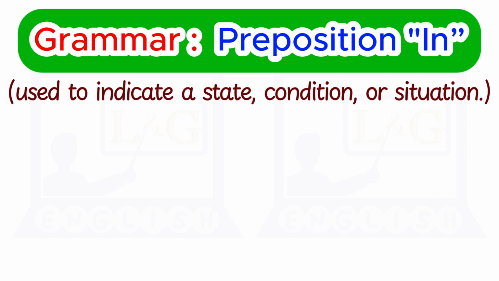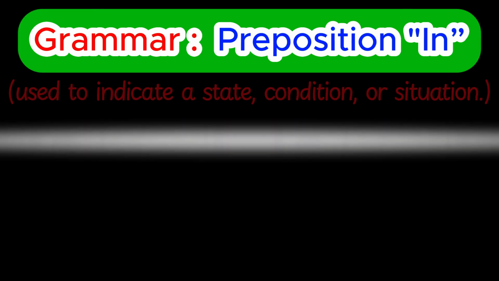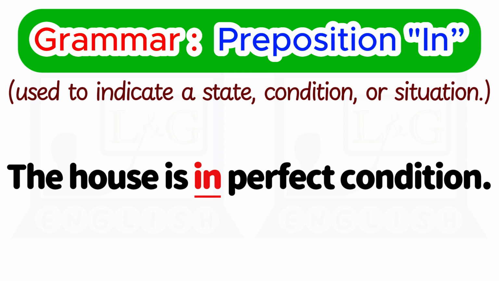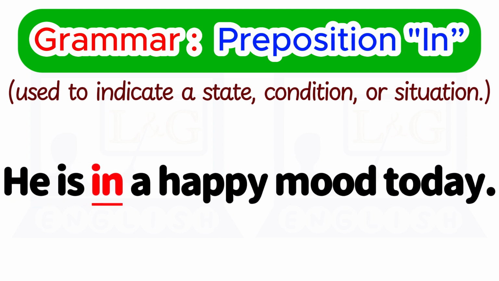Preposition in is also used to indicate a state, condition, or situation. For example, she is in trouble. The house is in perfect condition. He is in a happy mood today.